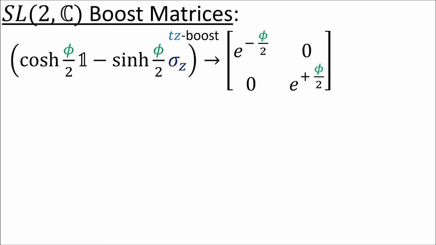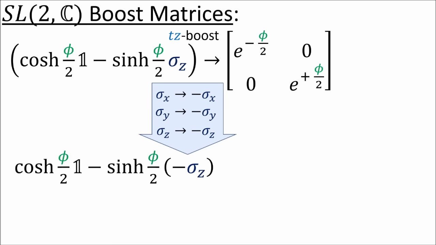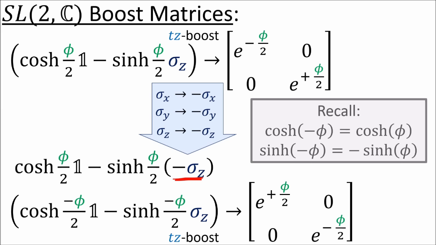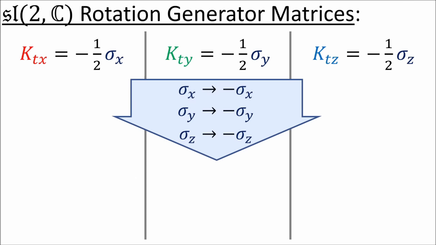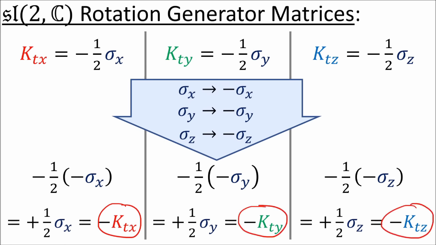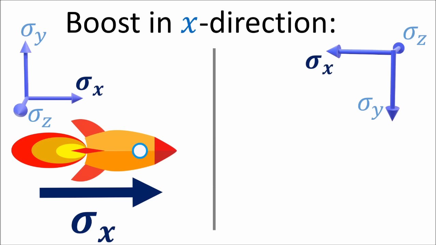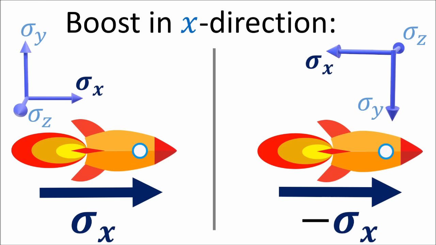Now let's do a parity transformation on a boost. Since the boost formula only involves a single vector, it does result in a sign change. We can move this sign change into the hyperbolic sine, since it's antisymmetric. And we can introduce a negative sign into hyperbolic cosine for free since it's symmetric. We now see that a parity transformation on a boost results in a boost with the negative hyperbolic angle. In other words, this is a boost in the opposite direction. The boost generators also change sign under a parity transformation. This makes sense since if we have a boost in the plus x direction, reflecting the universe in a mirror will make it look like the boost is in the minus x direction instead.